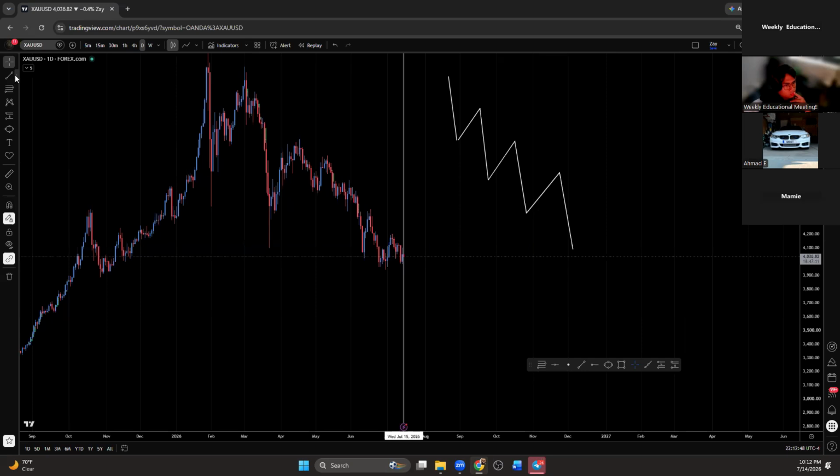Now I want to show you guys something. We can easily see here, I'm going to put an ellipse on these so you guys can see. We can easily see that these are highs and these are lows. Everybody agree with me on that? Okay, perfect.